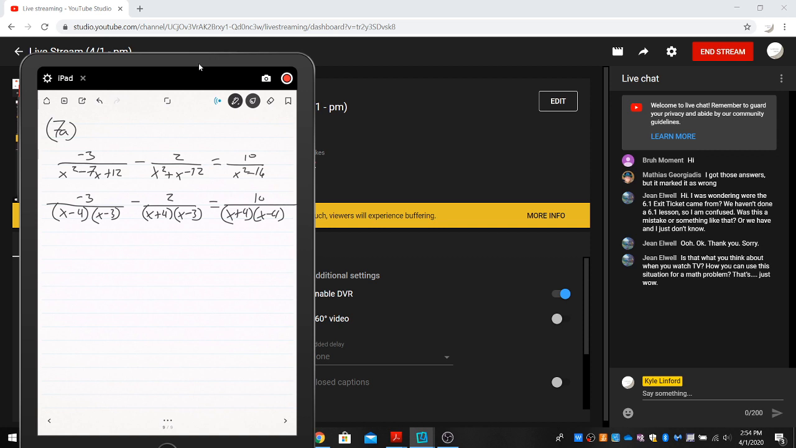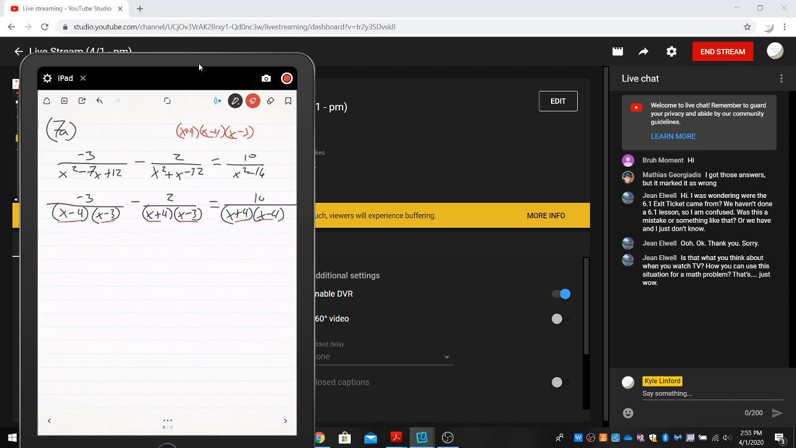And let's take a look. What are all of the denominators grouped together? Let me write that at the top in red. I need an x plus 4, an x minus 4, and an x minus 3. That looks like all of them. X minus 4, x plus 4, x minus 3. Cool. So that's what I'm going to multiply to all of these fractions.